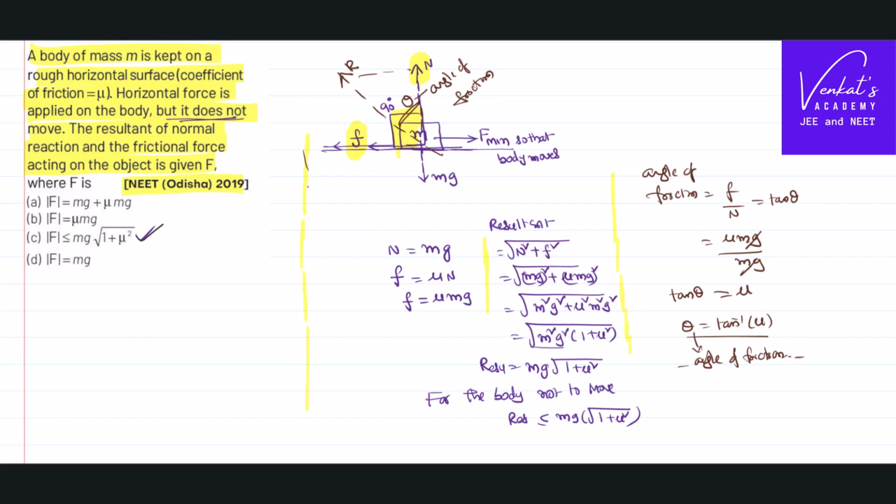It has to be less than that so that it won't move. If it is more than that, the body will move. Now he said body shall not move, so that we have to have a force that's less than. He has also given an option of less than or equal to, so we have no choice other than taking that option. That's the answer for the problem.